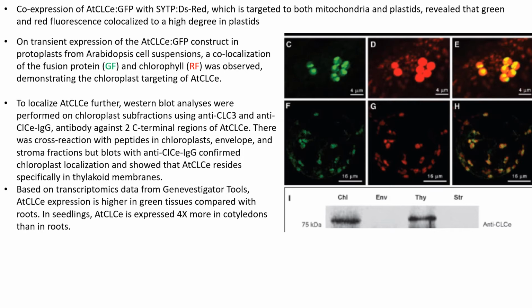Based on the transcriptomics data generated from the software called Genevestigator, it was seen that ATCLCE expression is higher in green tissue, and also higher in the cotyledons of seedlings than in the roots. So this suggests that ATCLCE is present mainly in chloroplasts that are forming or already formed, and that's why you can see it in the green tissue.